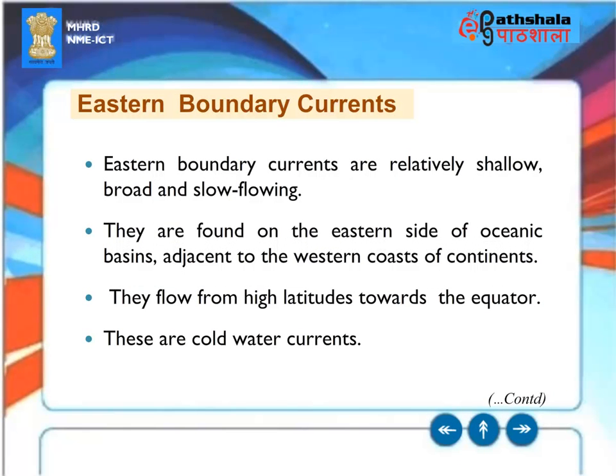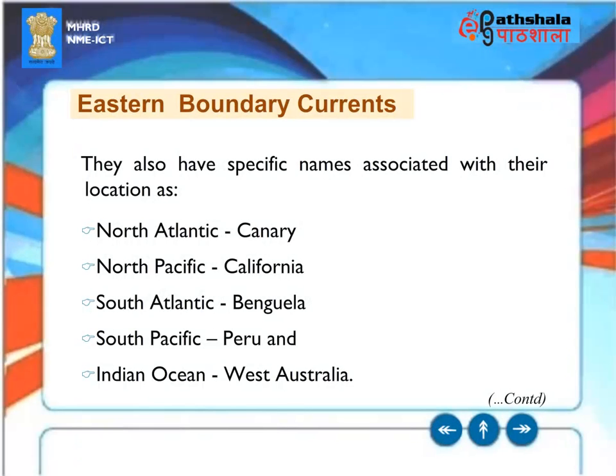Eastern boundary currents. Eastern boundary currents are relatively shallow, broad, and slow-flowing. They are found on the eastern side of oceanic basins adjacent to the western coasts of continents. They flow from high latitudes towards the equator. These are cold water currents. They also have specific names associated with their location as North Atlantic, Canary; North Pacific, California; South Atlantic, Benguela; South Pacific, Peru; and Indian Ocean, West Australia.